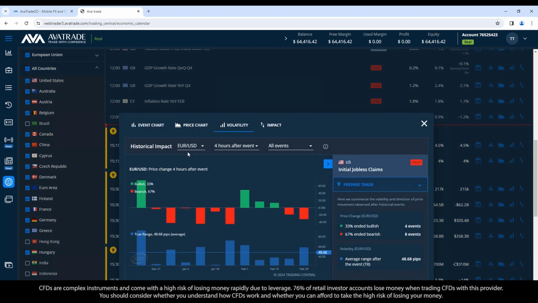Euro USD is fine for me. We could look, I've noticed GBP USD has larger movements when you analyze the data. Like Euro USD after 4 hours is about 48 pips. GBP USD I suspect is larger, 58 pips.